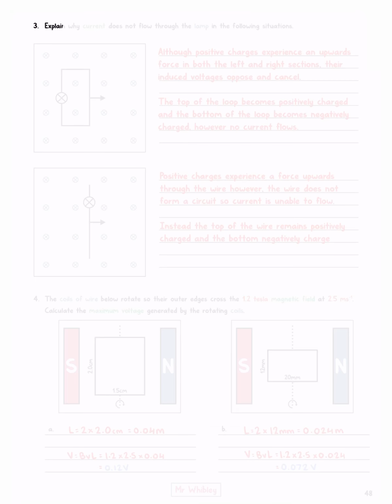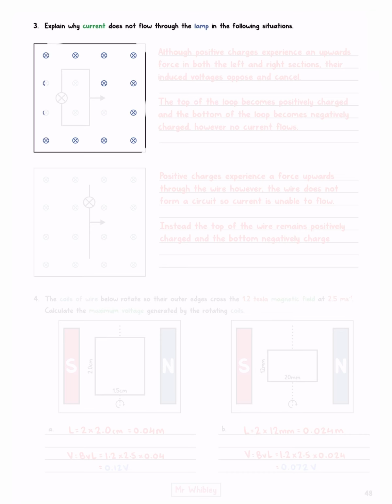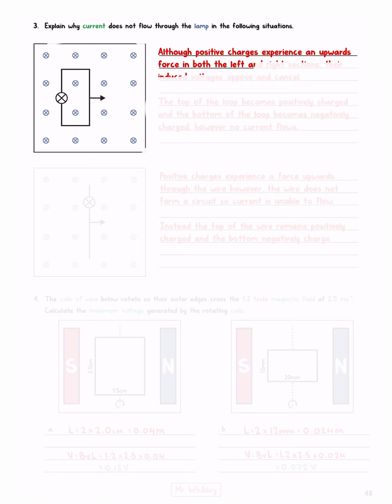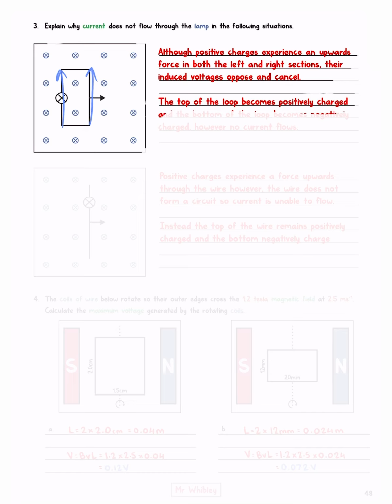Question 3. Explain why current does not flow through the lamp in the following situations. In this situation here, we have a magnetic field going into the page, and we have a wire loop with a bulb which is moving towards the right. Although positive charges experience an upwards force in both the left and right sections, their induced voltages oppose and cancel. The top of the loop becomes positively charged and the bottom of the loop becomes negatively charged.